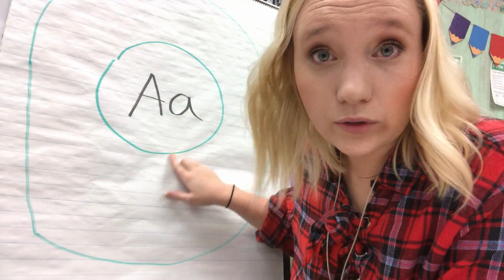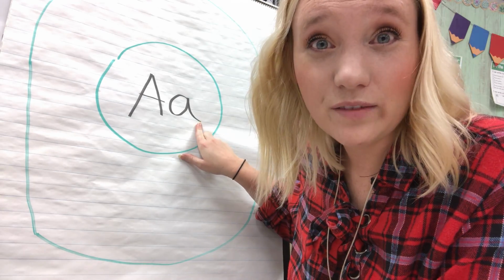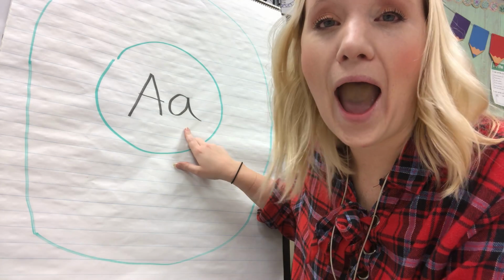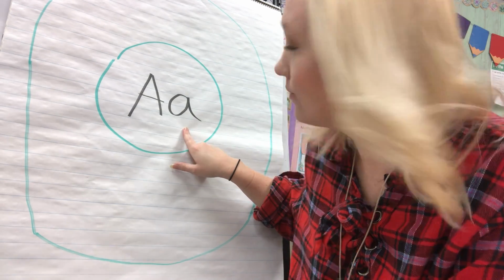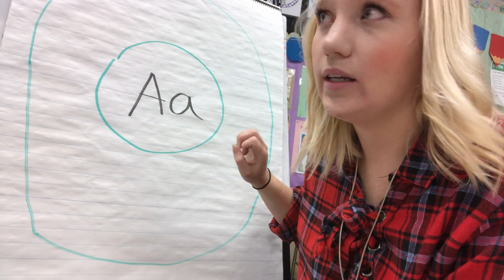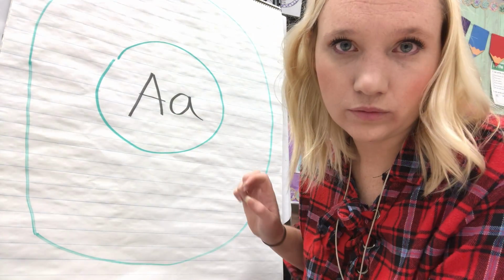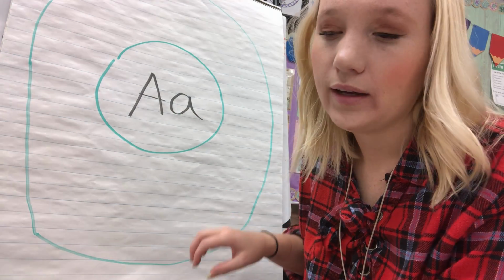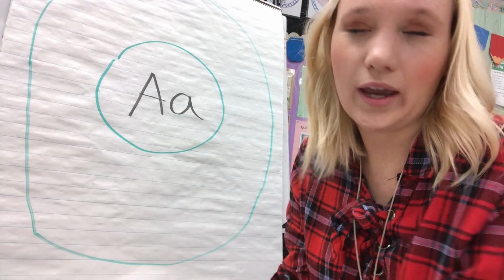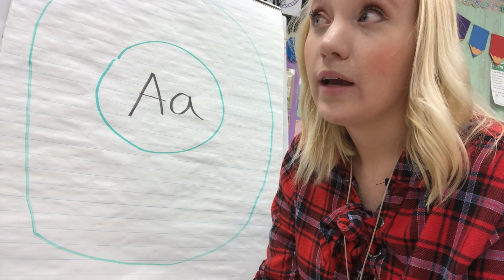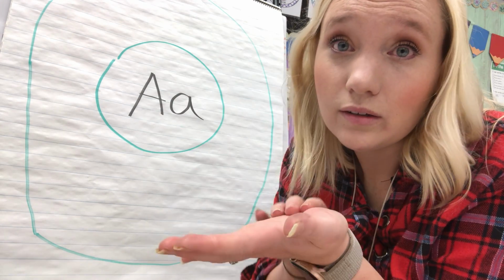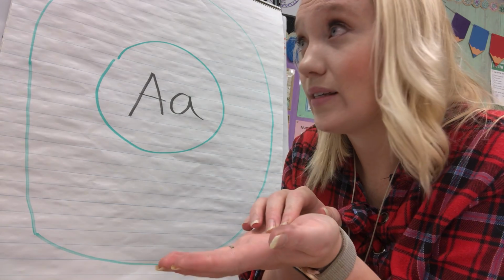And the short sound for the letter A is, are you ready for it? Ah. Can you repeat that with me? Say ah. Ah, ah, ah, as in apple. Ah, as in alligator. Okay? Ah, as in ant, like a tiny little ant.